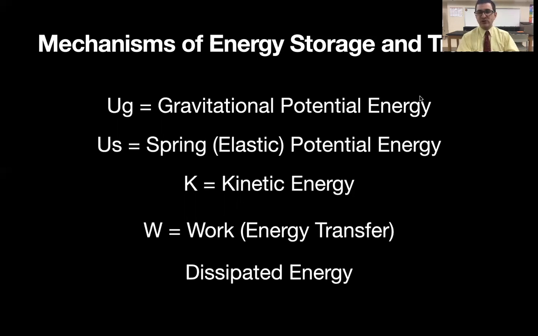There's gravitational potential energy, and the symbol for potential energy is a U. And I'm not really sure why that is. It's something I need to look up, but it's a U for potential energy, with a subscript of G for gravitational, and a subscript of S for spring potential. So we have some potential energy.